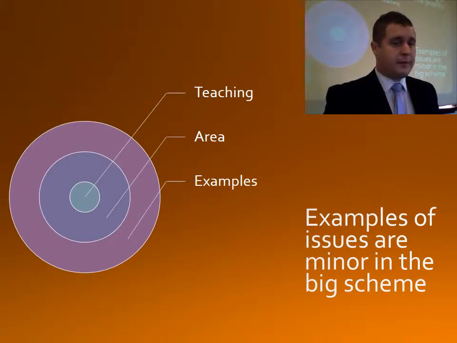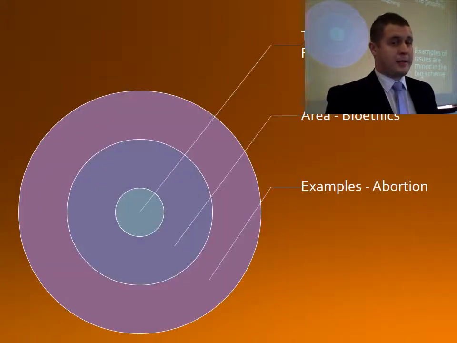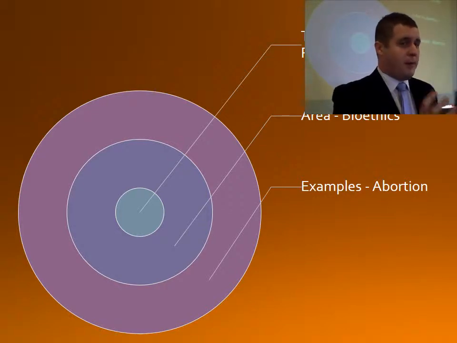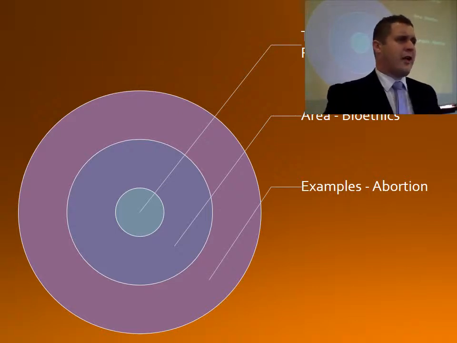If you like, create something like a target. So the teaching's right in the centre. The examples are quite peripheral. The examples are not the key to it, and they won't be the ones that score you great marks. To tie it down specifically, if the teaching was reverence for life, you can apply it in bioethics, but you can also apply it in other ethical areas as well, and the example of abortion. So you've got to spend the bulk of the time focusing on the teachings.